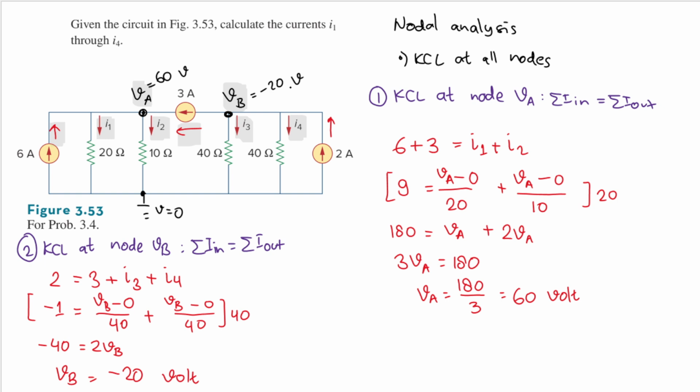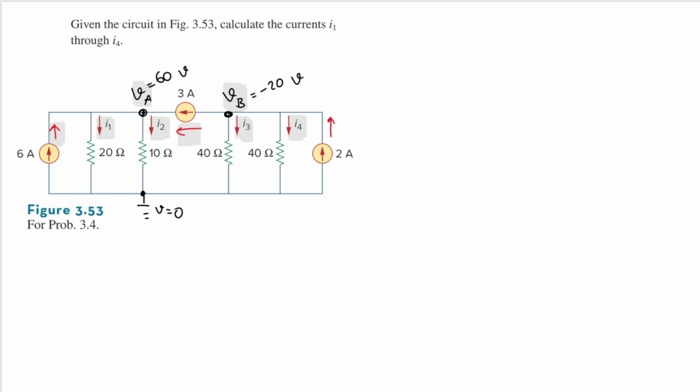And I think that is good because we have all we need to calculate I1, I2, I3, and I4. However, our slide is full. Now let's erase this first. Okay, now we have all the values needed to calculate all the currents.